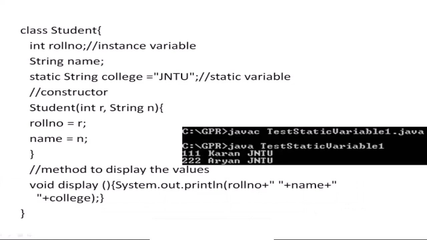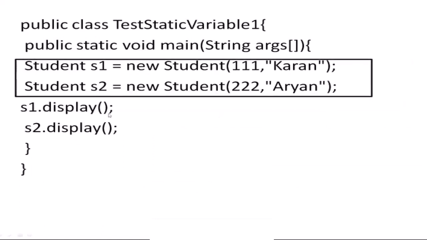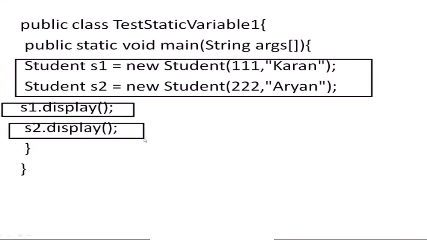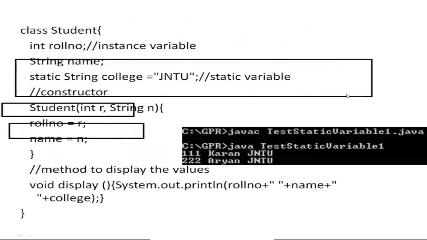We are going to separate the particular students by mentioning S1 dot display for student 1 and student 2 as two different objects, S1 and S2. S1 dot display and again S2 dot display. So finally, it is going to print the output.